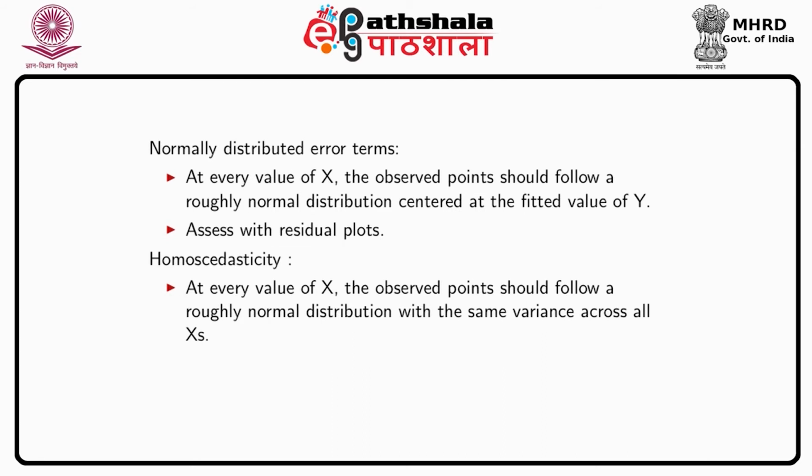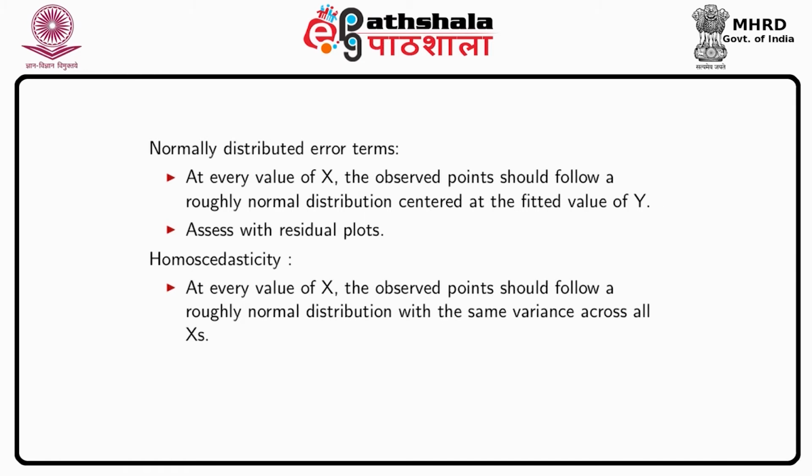Now the third and a very crucial assumption in the linear model is that the error terms are normally distributed. So at every value of x, the observed point should follow a roughly normal distribution centered at the fitted value of y. At the onset of the discussion of the linear regression model, we have seen that the major assumption made is that for each given value of x, y follows a normal distribution with a certain mean value and a given standard deviation.